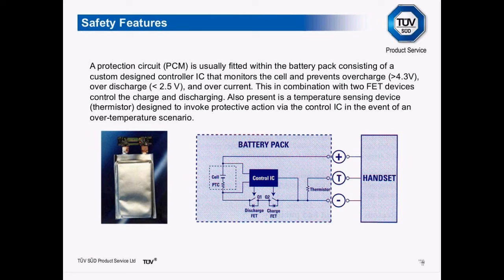Overcurrent protection is also provided in the form of the PTC. The combination of the two FETs basically controls the charge and the discharge. There's also typically a temperature sensing device, which is normally a thermistor, there to ensure that the charging doesn't occur over a set temperature. So the charging IC will then shut down the charging function to prevent overcharging or charging at excessive temperature.